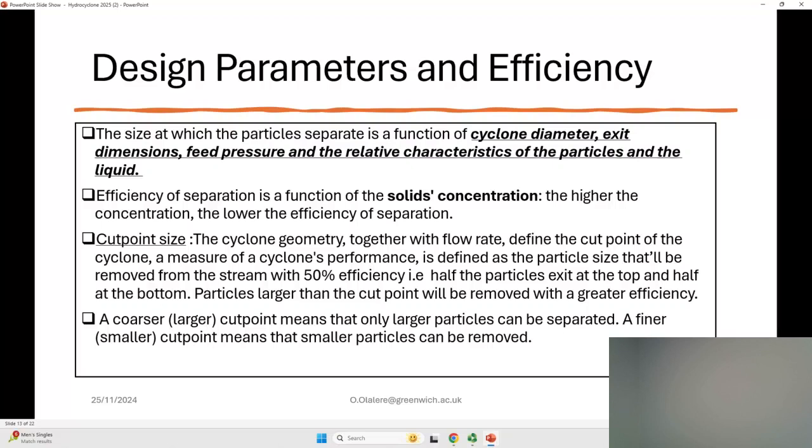So it means a coarse, larger cut point means that only larger particles can be separated. A finer or smaller cut point size means that smaller particles can be removed. So the higher the cut point size, the heavier the particles you can remove. And the lower the cut point size, the finer the particles you can remove.